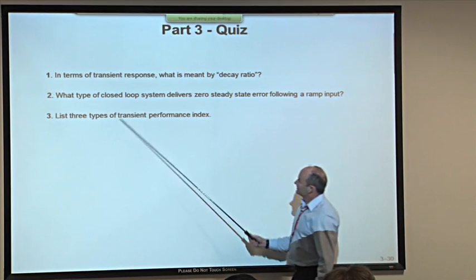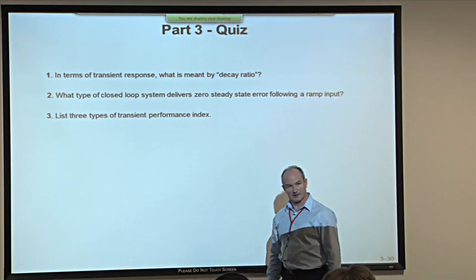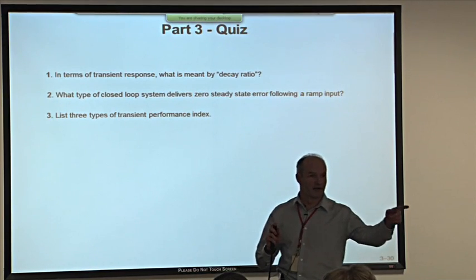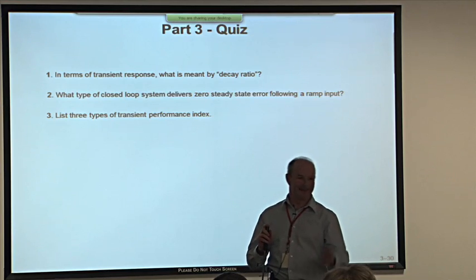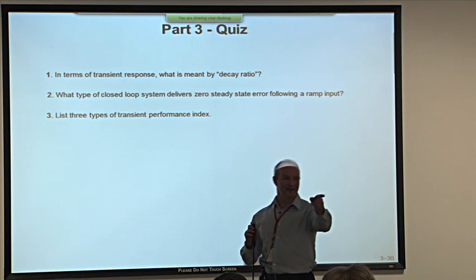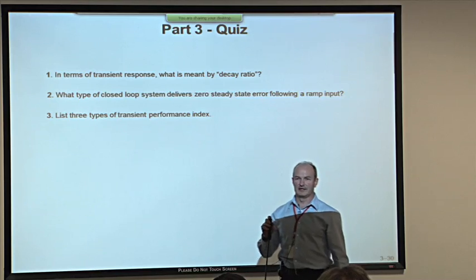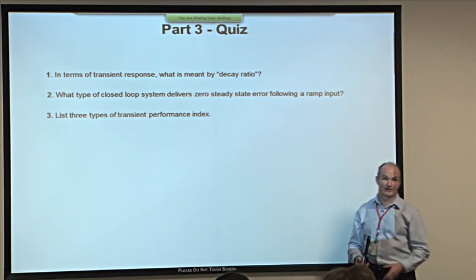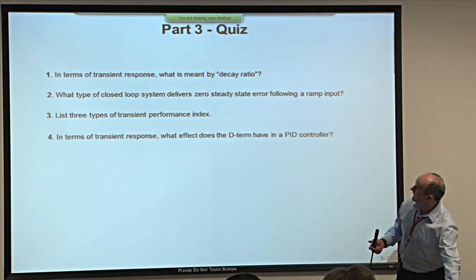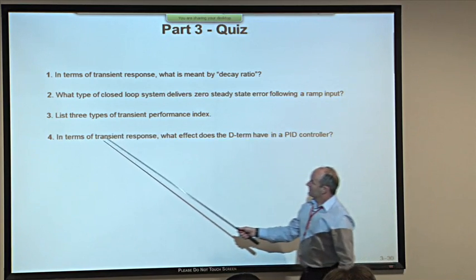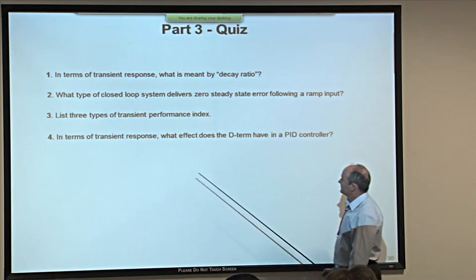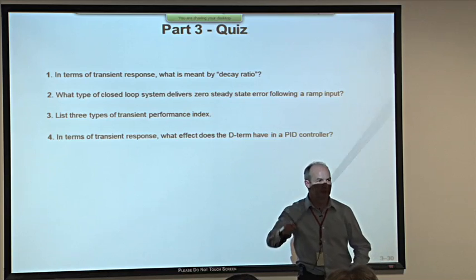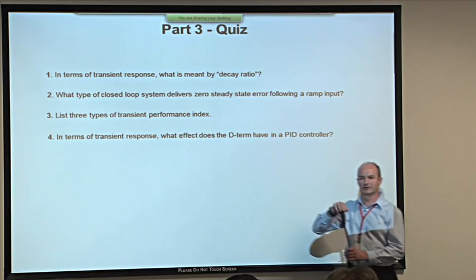Can you list 3 types of transient performance index? You have to get 100% because I only gave you 3. You've got them all. Yeah. ITAE, ISE, I think Trey had that, and somebody said IAE. Exactly. The integral of the square of the error, the integral of the time times the absolute error, and the IAE, the integral of the absolute error. In terms of a transient response, when we're tuning it with the PID, what does the D term do? Damping. Perfect. It damps down those oscillations for us.